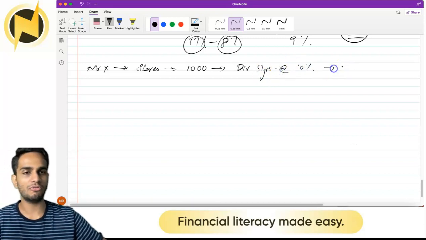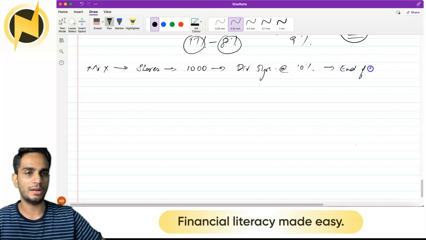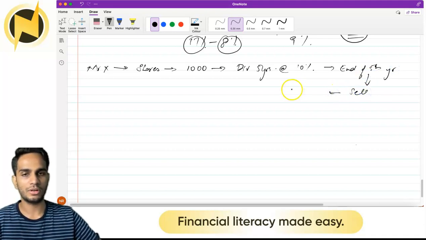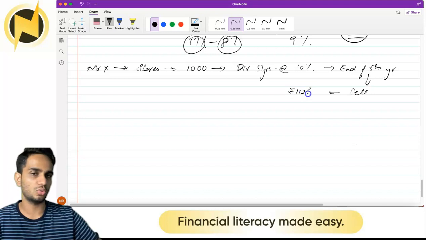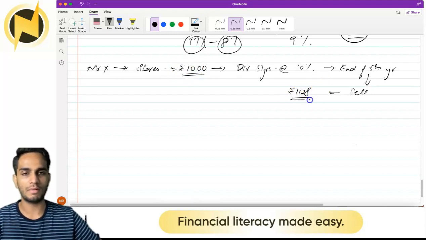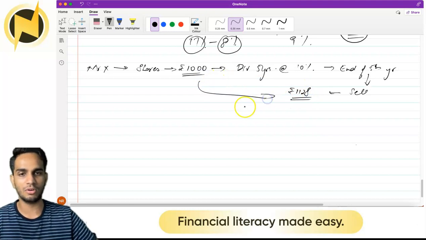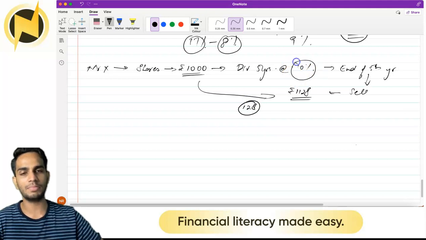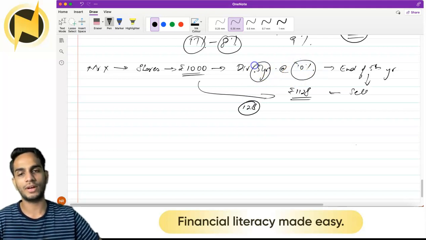Now at the end of fifth year, he decides to sell this share for rupees 1128. So he bought it for rupees 1000. He's selling it for 1128. So clearly we know here is a gain of 128 rupees. Also, he's realizing 10% dividend for 5 years.